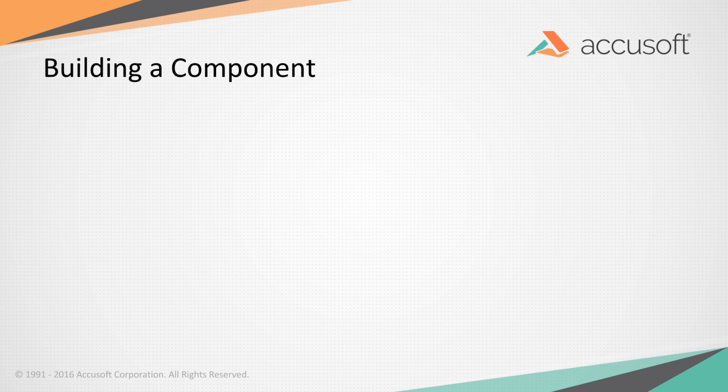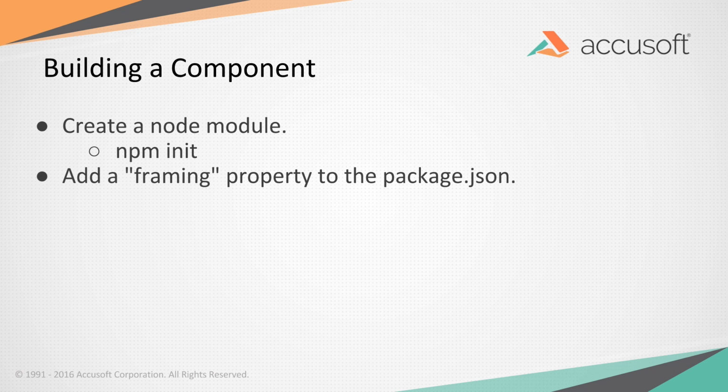All right, so now we're going to get into building a component. The first thing that you have to do is create a node module. We open up a folder, we type npm init in the console, and we write what we need to write. And then we add a framing property to the package.json.